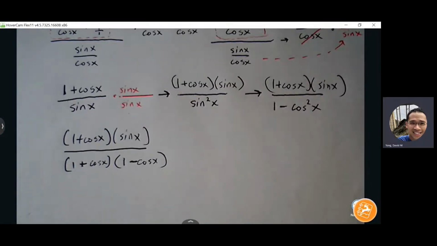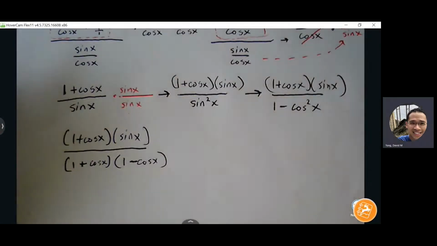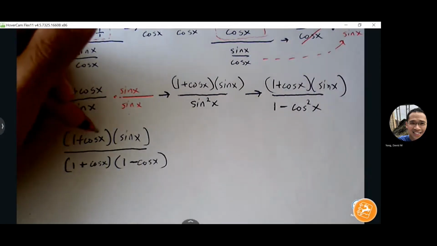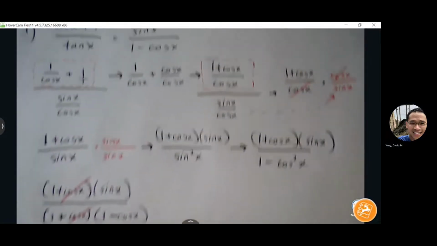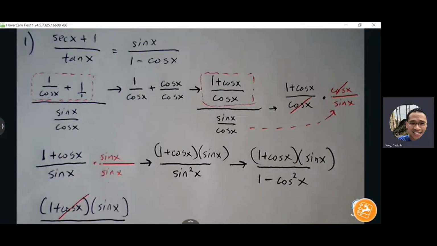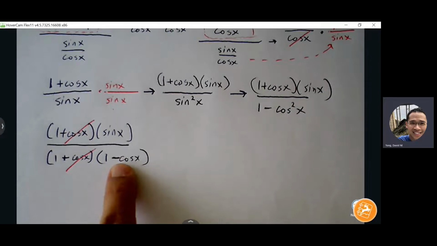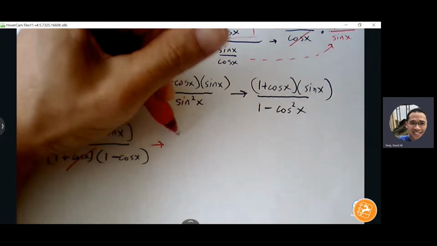All right. What do you see? Bounce. Are we at the end? Sine x over 1 minus cosine x. Sine x over 1 minus cosine x. That matches. We're good.